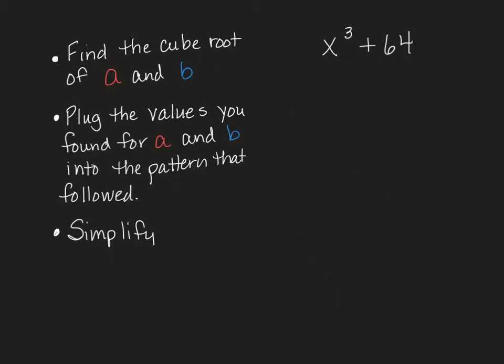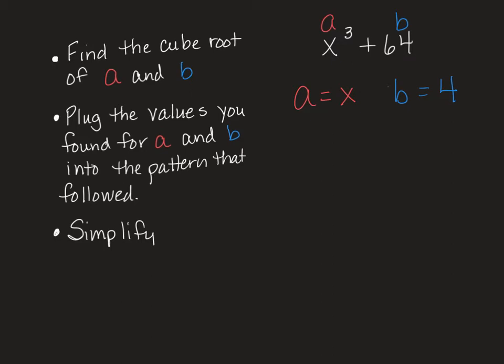All right, so here's our first example. So the first thing I want to do is find the cube root of a and b. So here's my a and my b. Let's write that down. This is my a, and this is my b. So I want to find the cube root of them. Cube root of a would just be x. And the cube root of b would be 4. Because remember, going back to our numbers that you should have written down, 4 cubed is 64.